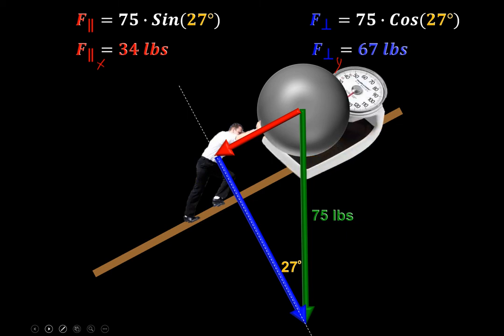Now, so that's what that 34 means, is just how much force you would have to be pushing to keep it from rolling. What that 67 is, if you weigh yourself on an incline, you're not going to get your full weight. You're not, because gravity always pulls straight down. So since your normal force is kind of tilted a little bit, what you put on the scale would be 65 pounds instead of the full 75 pounds.